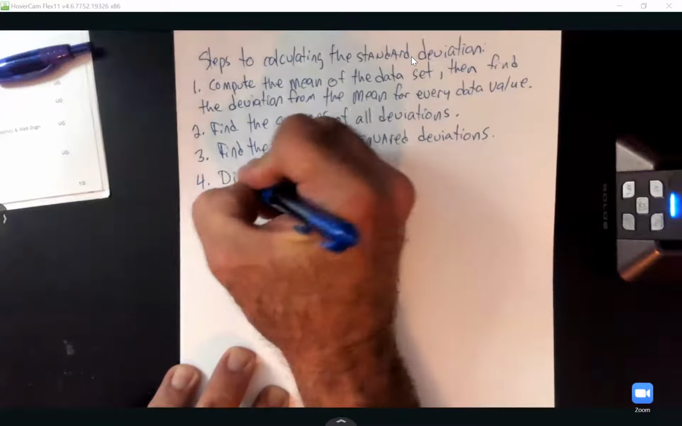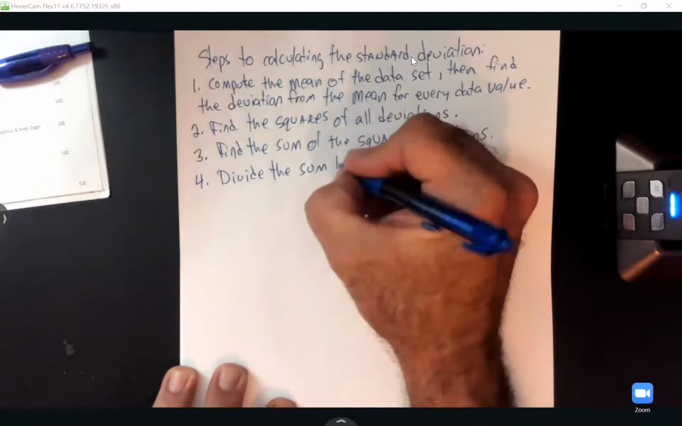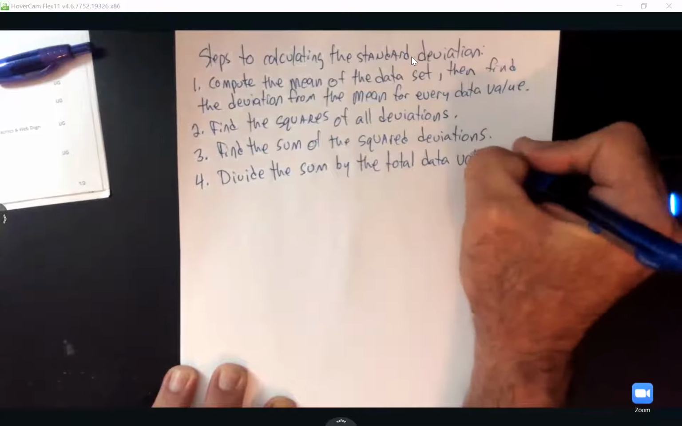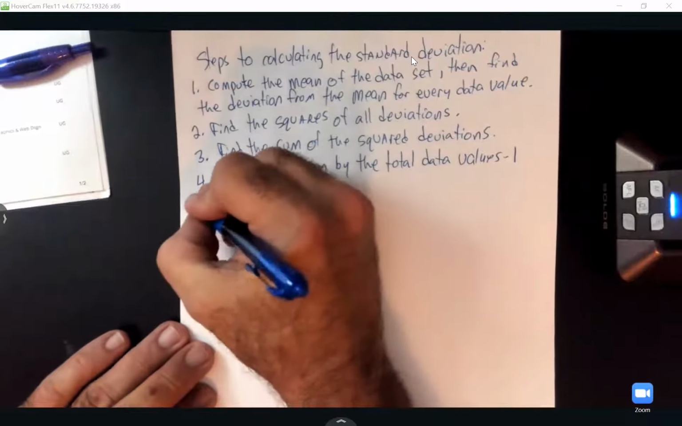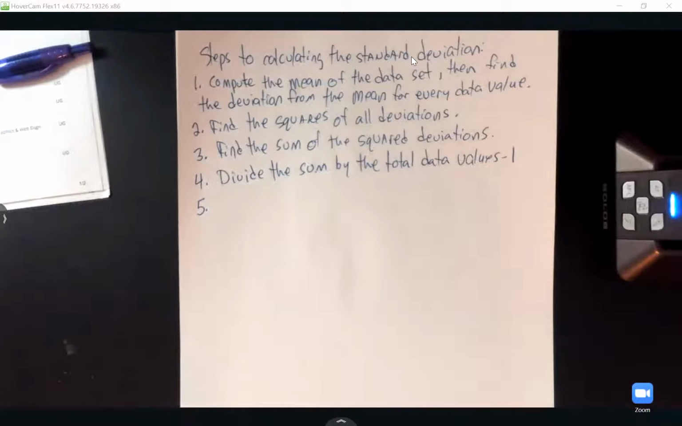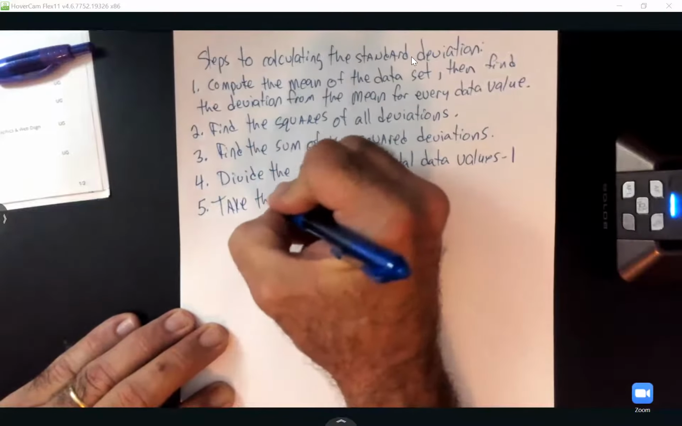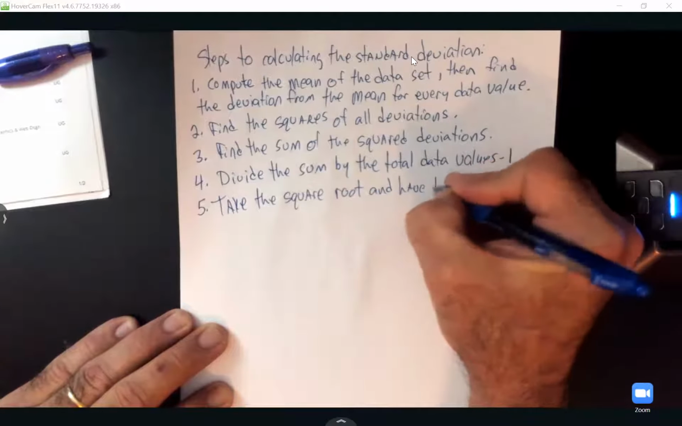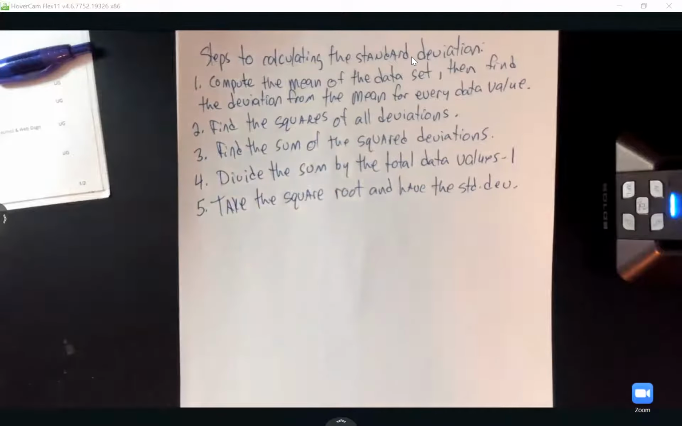We'll divide that sum by the total data values minus 1. So if you started with 10 data points, then you're going to divide by 9. Okay, subtract 1 and divide. The last step was that big radical thing. That means square root. So take the square root and get the standard deviation. I'm just going to write STD deviation for that, okay?